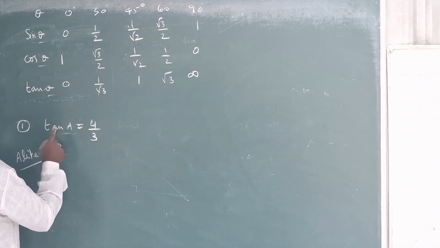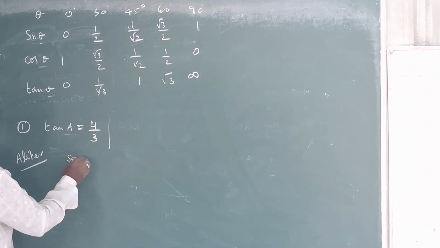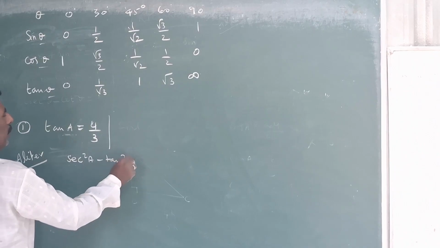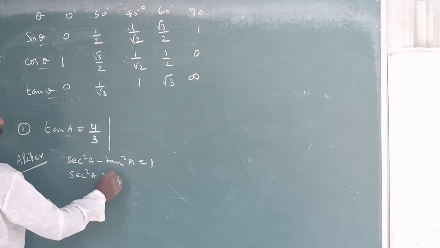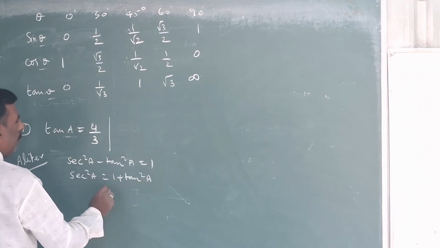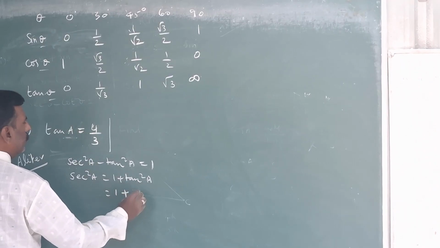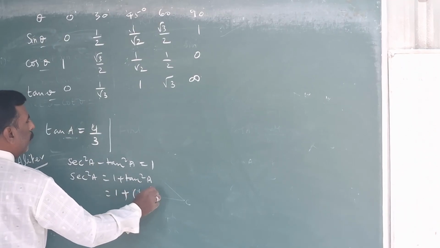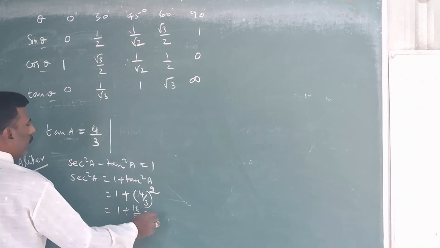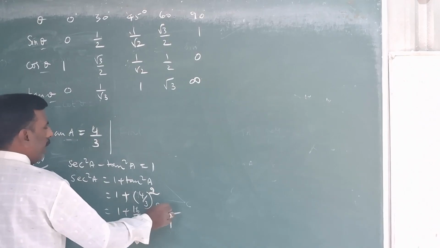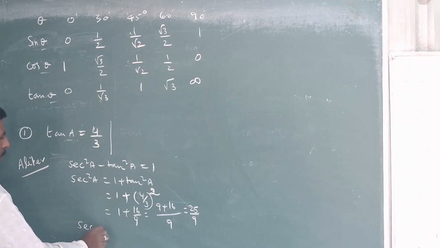I want secant square A. We are having tan A. So secant squared A minus tan square A equal to 1. This is one identity. Now I want secant squared A, which is equal to 1 plus tan square A, which is equal to 1 plus the value of tan A, 4 by 3, whole squared. Tan square A means you should square the value of tan A, which gives 1 plus 16 by 9. Taking LCM 9, 9 into 1 is 9, plus 16, which is equal to 25 by 9. I want secant A only.